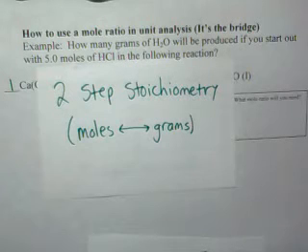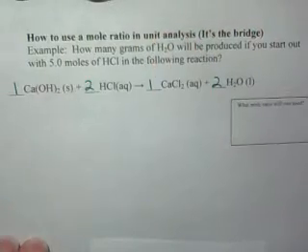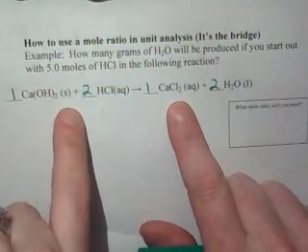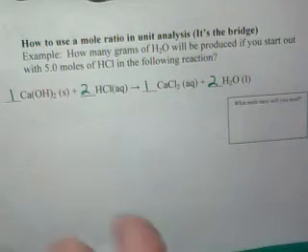In this video, I'm going to model working out a two-step stoichiometry problem, and what that means is that at some point in the problem you're going to have moles of one chemical and grams of a different chemical, and you're going to have to use molar mass as a conversion factor somewhere in there. We're going to use the same balanced equation that I used in the previous video on one-step stoichiometry, but this time it's a little bit different.